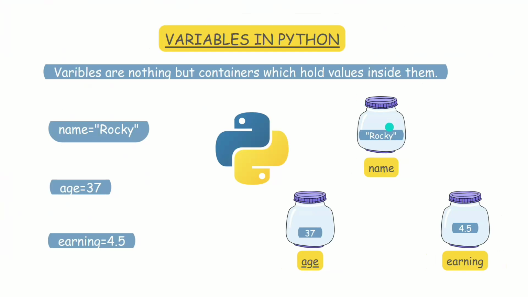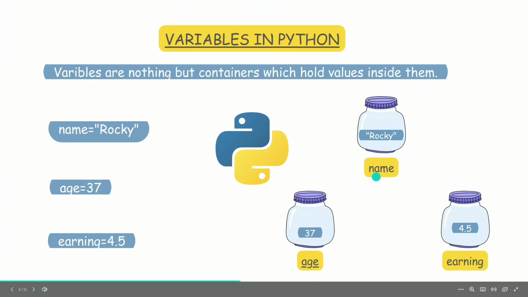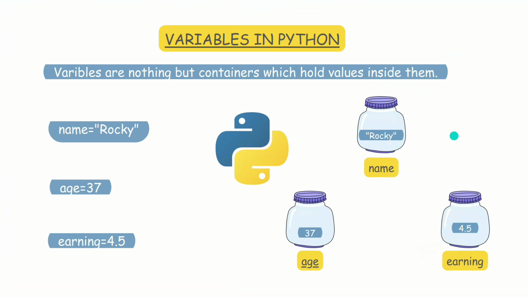For an example, you can see that this is a jar. Okay, the name of the jar is name, and it holds Rocky inside it. In other cases, you can see that the name of this container is age, and it holds the value 37 inside it. In the third container, you can see that the name of the container is earning, but it holds 4.5 inside it. So these are basically variables.